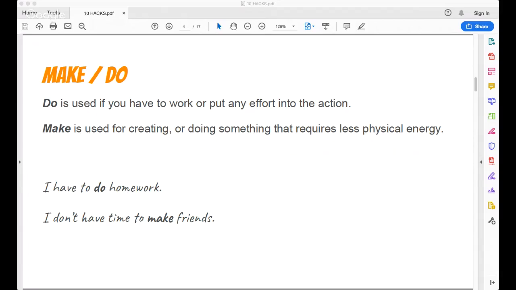I don't have time to make friends. This is not really work. Making friends is not work. So we use "do" for everything related to any kind of work, and "make" we use to talk about creating or doing something that is not related to work. So that's basically the life hack.